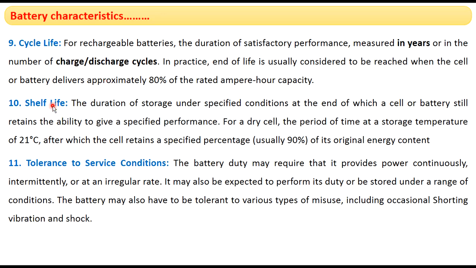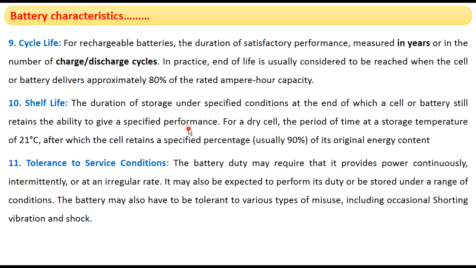Next one is shelf life, another characteristic to be considered while purchasing a battery. Shelf life is the duration of storage under given or specified conditions, at the end of which the battery still retains the ability to give a specified performance. So if an unused battery is kept under given conditions, how much period of time it can retain its ability to give its specified performance, that storage period of time is considered as shelf life.